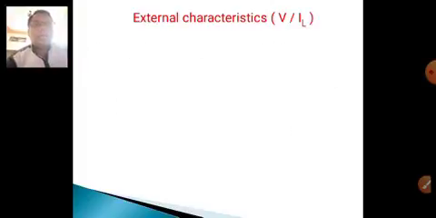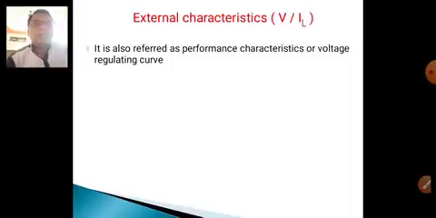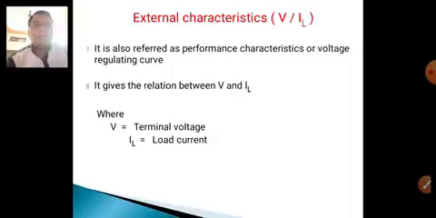The external characteristics are also referred to as performance characteristics or voltage regulation curve. It gives the relation between voltage V and IL, where V is the terminal voltage and IL is the load current. External characteristics are always drawn between terminal voltage and load current.